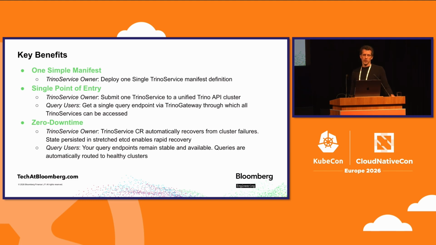So what are the key benefits for the user? Trino service owners can deploy a single, simple manifest definition against a unified Trino API endpoint. The Trino services automatically recover from cluster failures, and the state is persisted in an external stretched service for rapid recovery. Query users also get a single endpoint via the Trino gateway, and this endpoint is highly available since queries are automatically routed to the healthy clusters.